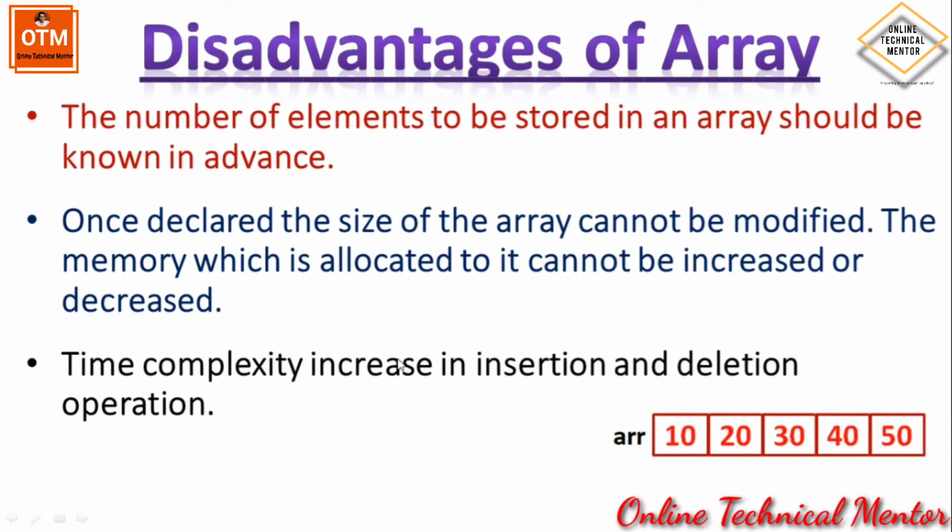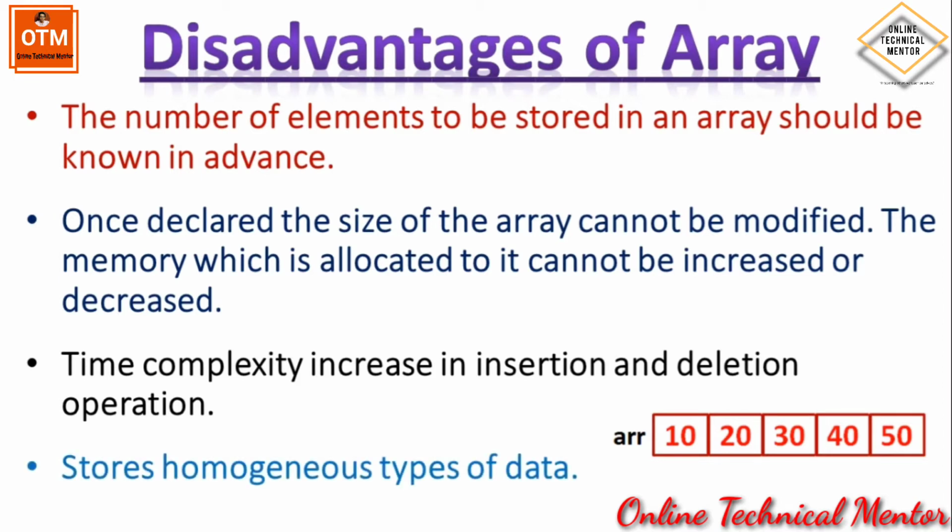Next, time complexity increases in insertion and deletion operations. If you want to add some numbers within this array, there may be a physical shifting of numbers within the array, so it takes time. Next, it stores homogeneous types of data. If the array is declared as int, then you can store only integer values within that array. It is not possible to store any other data type in an integer array. All these disadvantages can be resolved by using linked list.